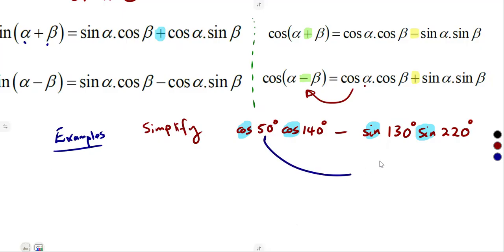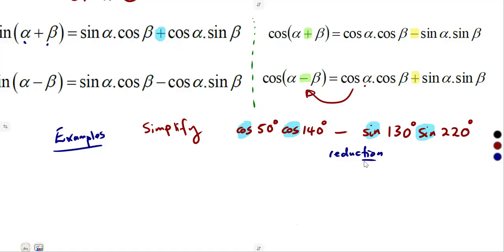The 50, the 130, the 140, the 220. How can we do that? Because we are supposed to have the same angle. We cannot use the formula if those angles are different. So we try to use the reduction concept. Remember our reduction from our previous class. So we go back there and try to figure out what actually happened.